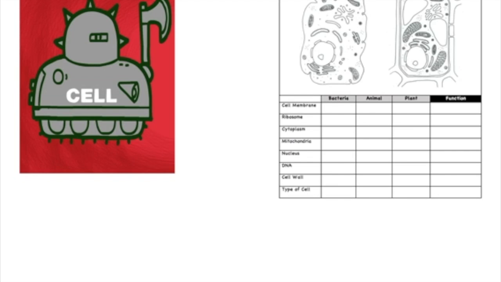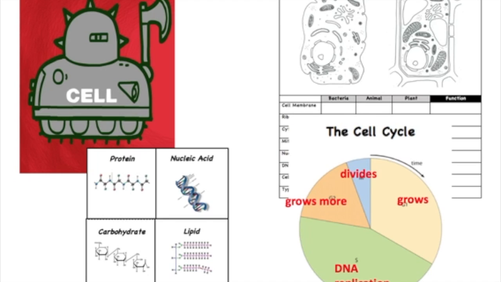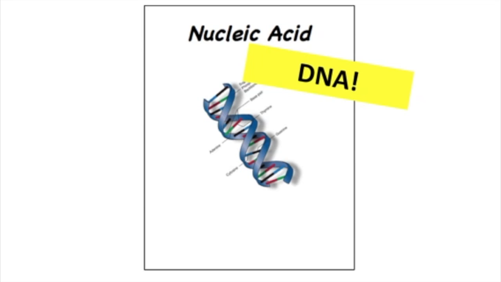So far we've been talking about cells. What is inside the cells, like the organelles and what they do, what cells are made of, the proteins, nucleic acids, carbs, lipids, and most recently we talked about the cell cycle, how we make more cells. Well, today we're going to focus on just the nucleic acid side of it, just the DNA.